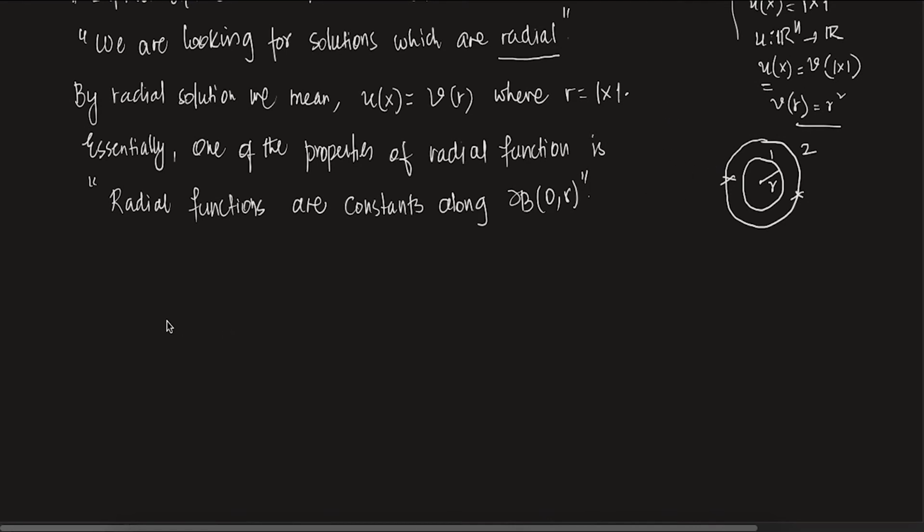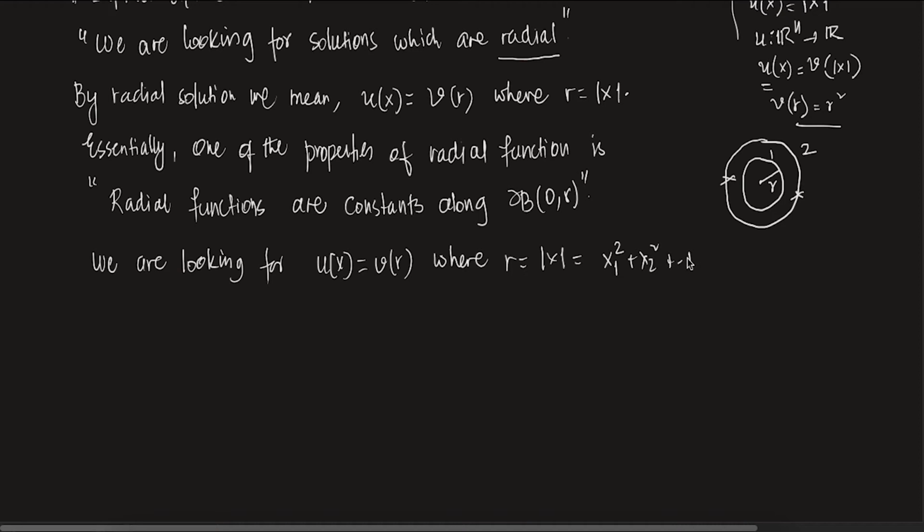Okay, so let's find some solutions here, some functions. So essentially, what are we going to do? We are looking for u of x, which looks like v of r. Clear? V of r. And what is r? As I have already mentioned, r equals mod of x. So this is (x1 square plus x2 square plus up to xn square) whole power half. It's just the norm of x essentially.